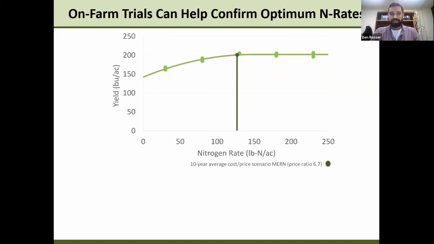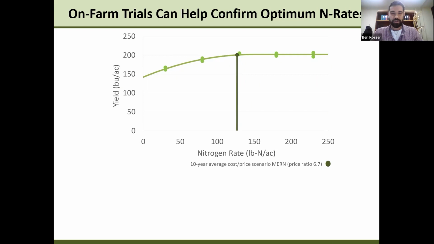Anytime we do research plots, we put 5 different N rates out. You can see the little sets of dots on this graph. We get yields for all of those different N rates. We make this response curve, and then we can put economics on that curve and determine what the optimum N rate is. Usually it's a little bit before those yields plateau. That's typically what the optimum N rate is.